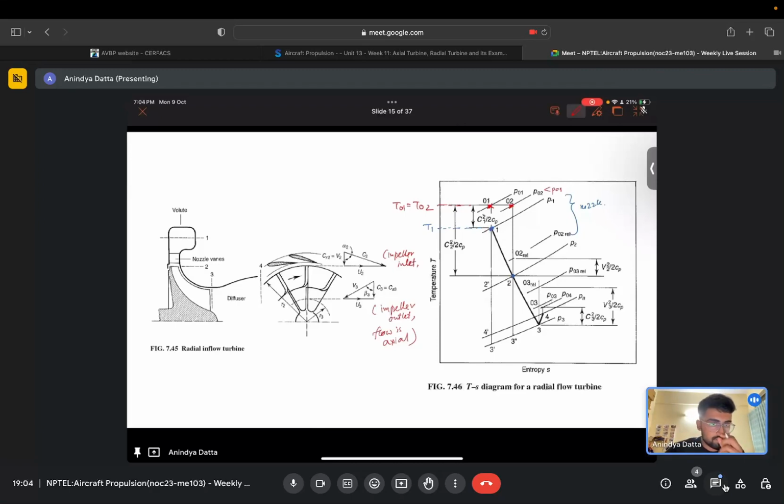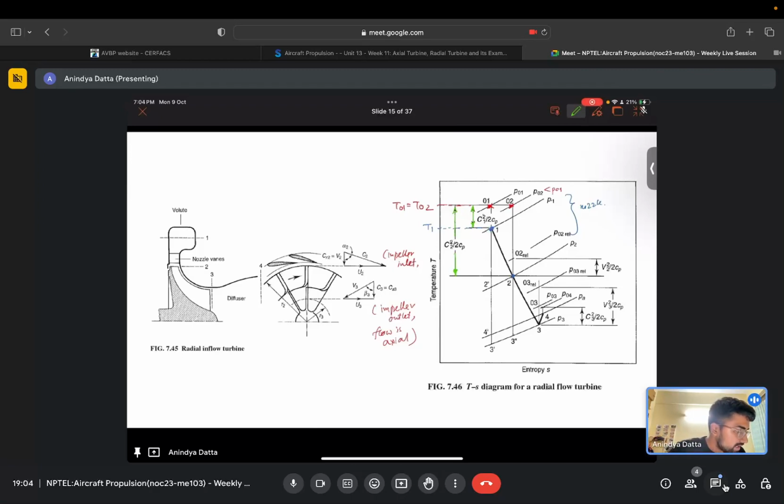So we see that across the nozzle the stagnation pressure drops. Now if you look at the velocities, this is C1 squared by 2Cp, and this is C2 squared by 2Cp. This vertical difference shows that in a nozzle the flow velocity increases. You can see C2 is higher than C1, which is evident from these green vertical lines.